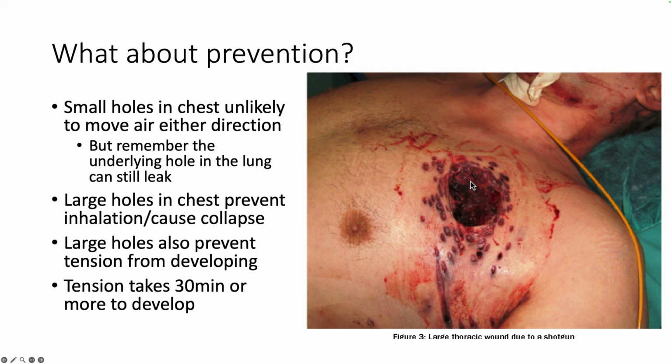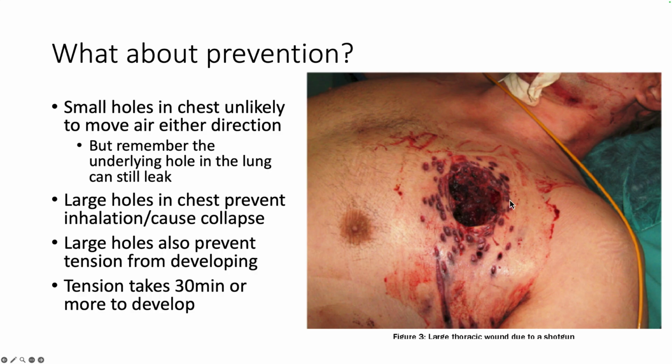So a hole this size is going to prevent inhalation on that side, right? I can't generate negative pressure because that chest is open to the air. The lung is going to completely collapse underneath it unless I have positive pressure ventilation. You can kind of see the tape up here. I bet that has something to do with an airway that's been placed in this patient, but who knows? So the patient can't breathe on their own. The lung's going to collapse, but there's no way this patient can get tension pneumothorax. You can't build positive pressure on that side of the chest because it's open to the outside space.